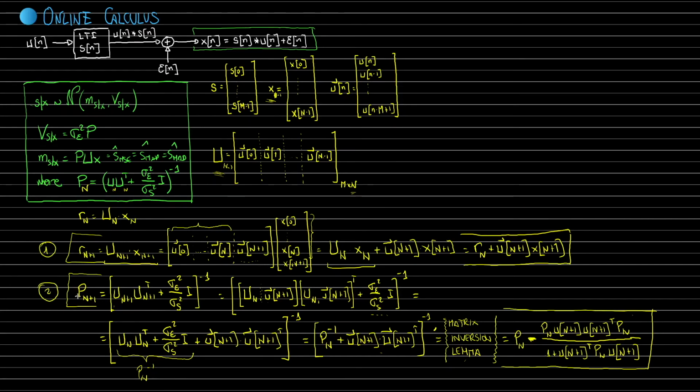Well, once we have P and R, remember that the filter coefficients can be estimated as P times U times X, and this is just P times R. So the third step would be to compute the estimate as Pn plus 1 times Rn plus 1. Okay, and this would be the third equation.